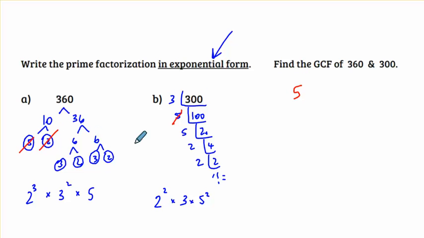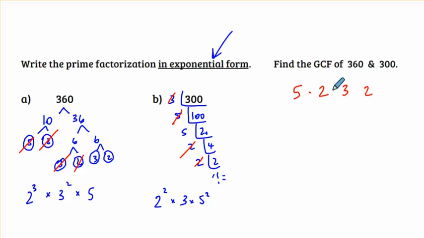They both have a 2. They both have a 3. They both have another 2. And then the only thing that's left here is a 5, and the only thing that's left here is a 3 and a 2. So this is all that they have in common.